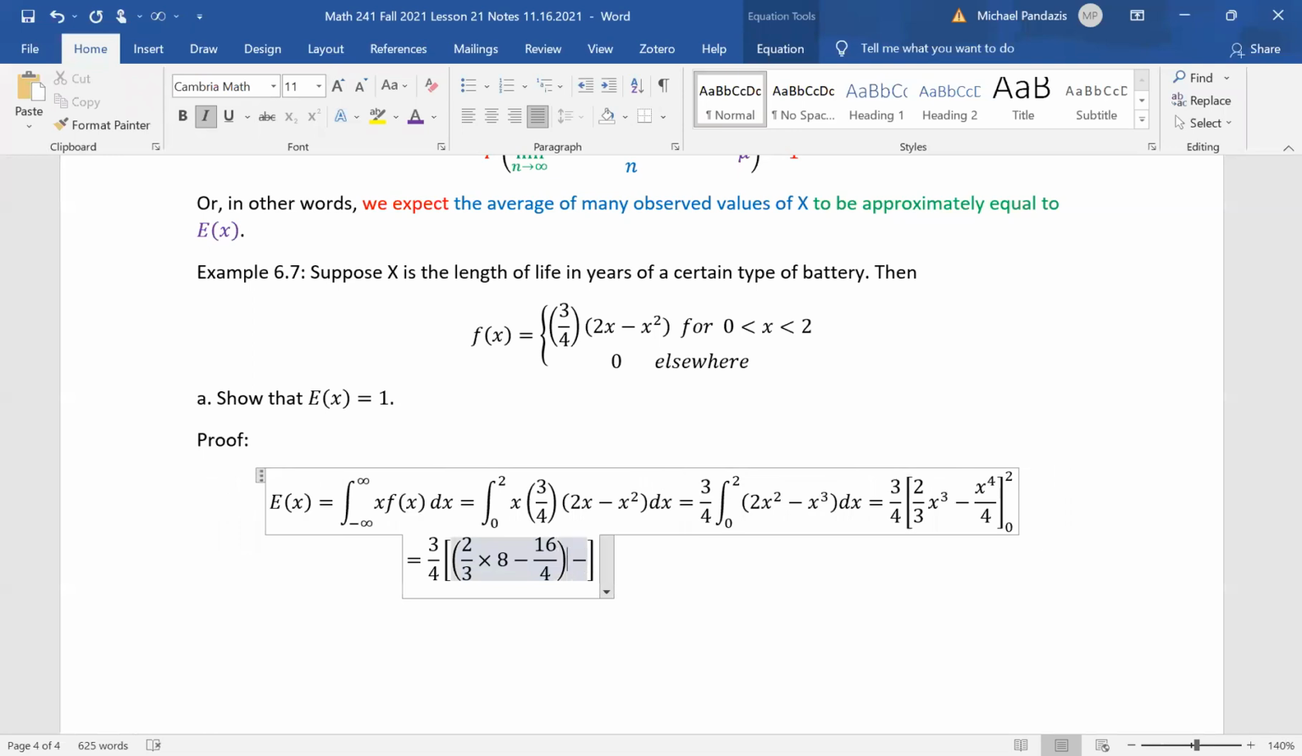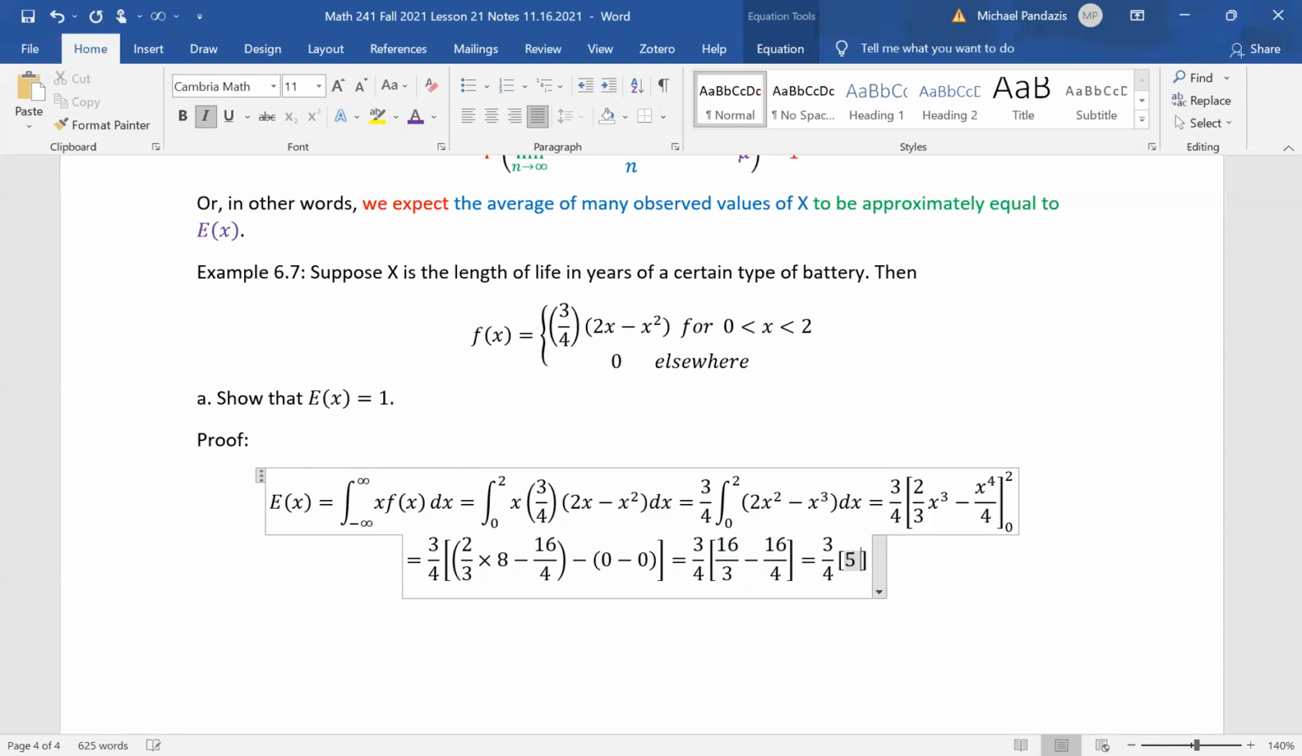Okay, so that's the value of the expression when x is 2, and when x is 0, you just get 0 minus 0. Right? This is equal to 3/4 times 2/3 times 8 is 16/3 minus 16/4 minus 0. So this is equal to 3/4 times 16/3 minus 16/4.